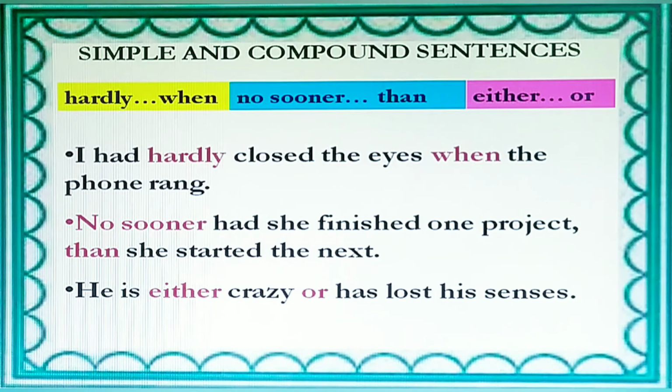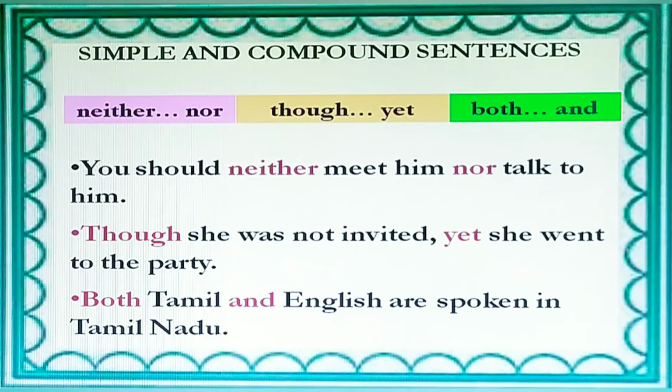In the third example, he is either crazy or has lost his senses. Here the two sentences, he is crazy and he has lost his senses, are joined together using either or. You should neither meet him nor talk to him. Here the two sentences, you should not meet him, you should not talk to him, are joined together using neither nor. She was not invited, she went to the party, is joined together with though yet.